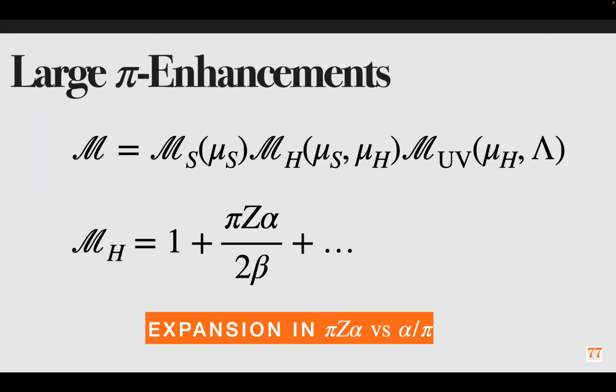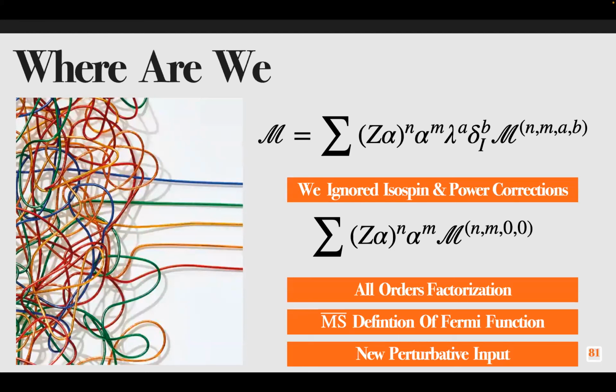Okay, good. So conclusions and outlook. Where are we and what have I really done? The whole talk, I ignored power corrections and isospin breaking, and we haven't done that. So that's as far as an EFT framework for these nuclear beta decays goes. I think at leading order in alpha, it's very straightforward what one needs to do.